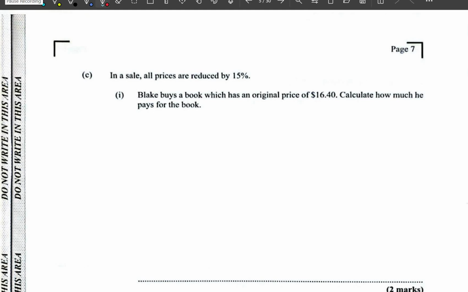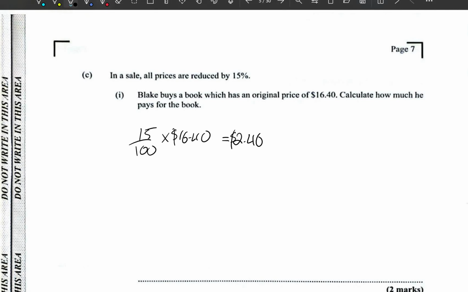Part C tells us that in a sale, all prices are reduced by 15%. Part 1 says that Blake buys a book which has an original price of $16.40. They want us to calculate how much she pays for the book. Let's see what is the reduction in price. So we need to find 15%. Or another way of saying that, we need to find 15 over 100 of $16.40. Therefore, the discount received is going to be $2.46.